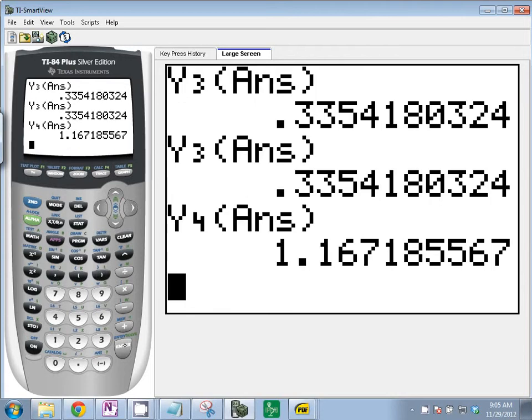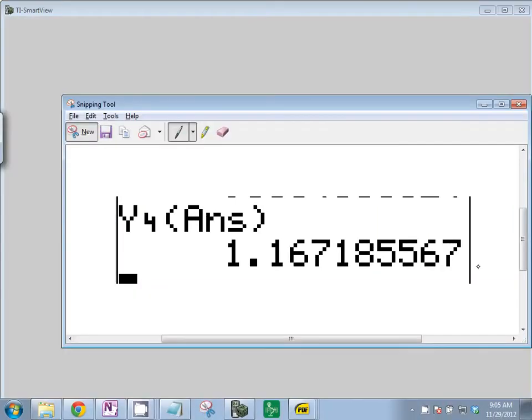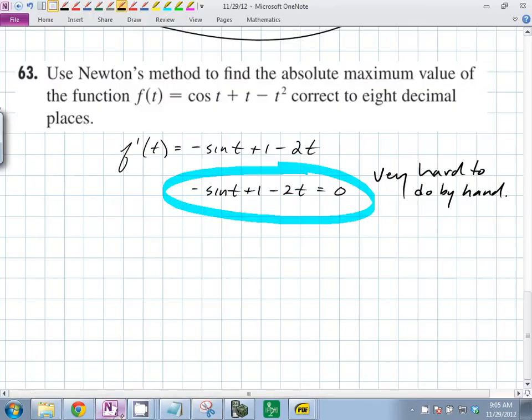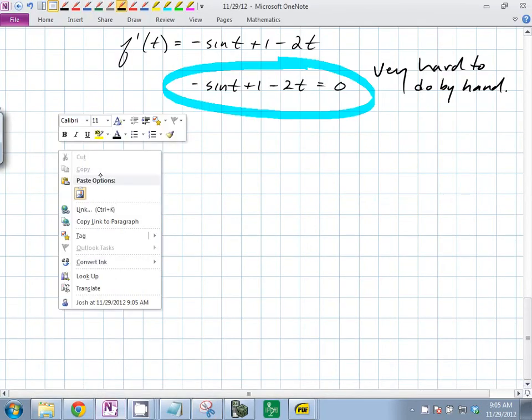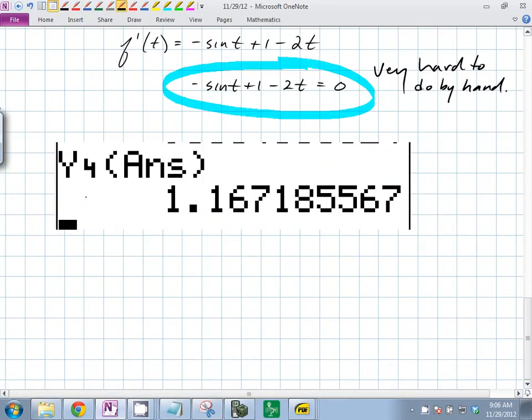And there we go. So we think that that's the maximum value. We haven't done a couple of really important things here. One, we haven't proven that that was a maximum. We'd have to use the second derivative test or the first derivative test. The other thing is it says to make sure this is accurate to 8 decimal places. Do we know necessarily if this is accurate to 8 decimal places? No, we need to do the next one and see if 8 stay the same.